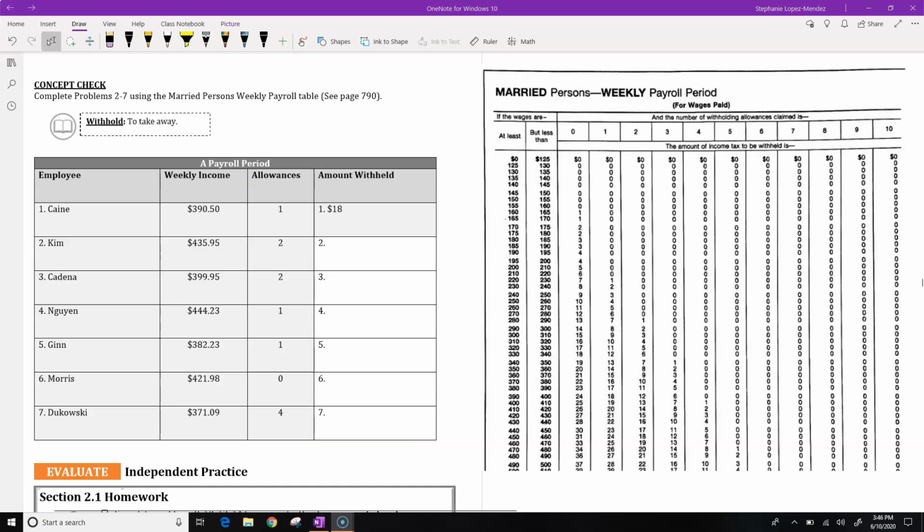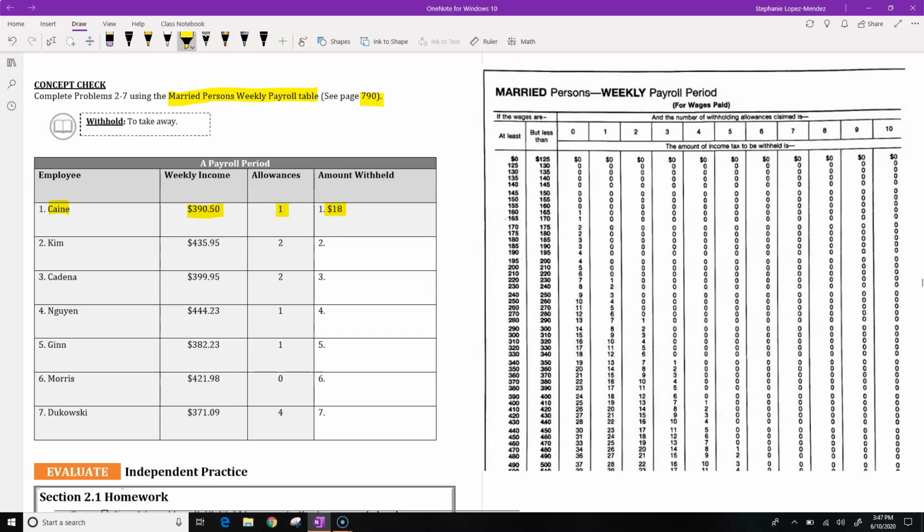So if we go now to our concept check, we need to complete problems 2 to 7 using the married person weekly payroll table that you can find in your textbook on page 790. So for problem number 1, regarding employee Kane, his income is $390.50. Allowances, it's only 1, right? So how do we find this amount withheld, the $18?